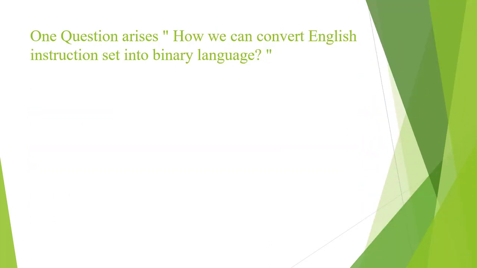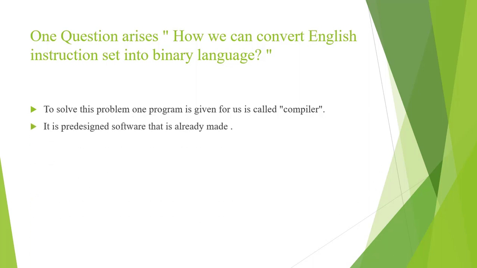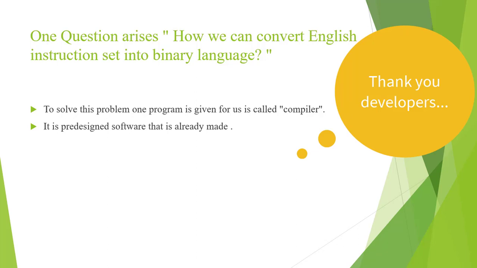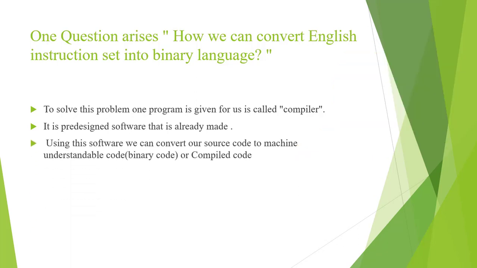One question arises: how can we convert the English instruction set into binary? As earlier stated, the computer understands only binary language, and we cannot write binary language because it is so difficult. So we need to convert it. To solve this problem, one program, or software, or application, is pre-made and provided to you. It is called a compiler. It is pre-designed, pre-built software that is ready to use. Using this software, we can convert our source code to machine-understandable code, or machine code, or binary code, or compiled code.